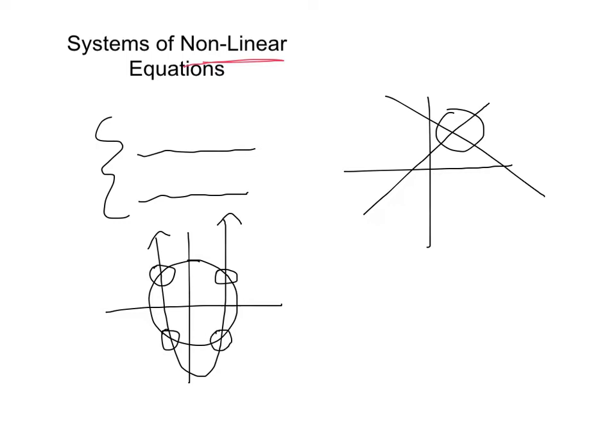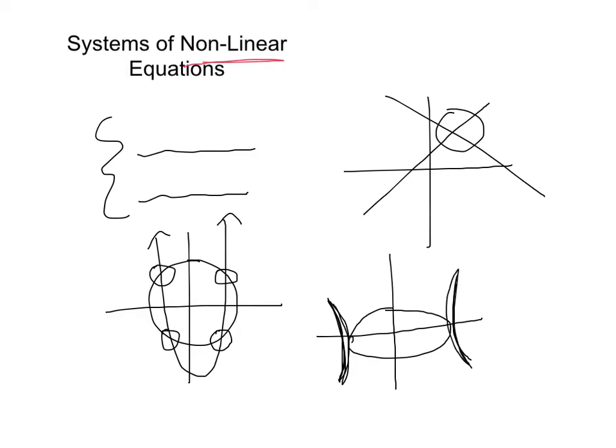We could also have another situation where we maybe have a hyperbola and an ellipse. There's our ellipse. There's our hyperbola. Pretend it's touching. In this case, it would have 2 points of intersection. So we're going to be able to have more than just one solution, and some of our systems will.